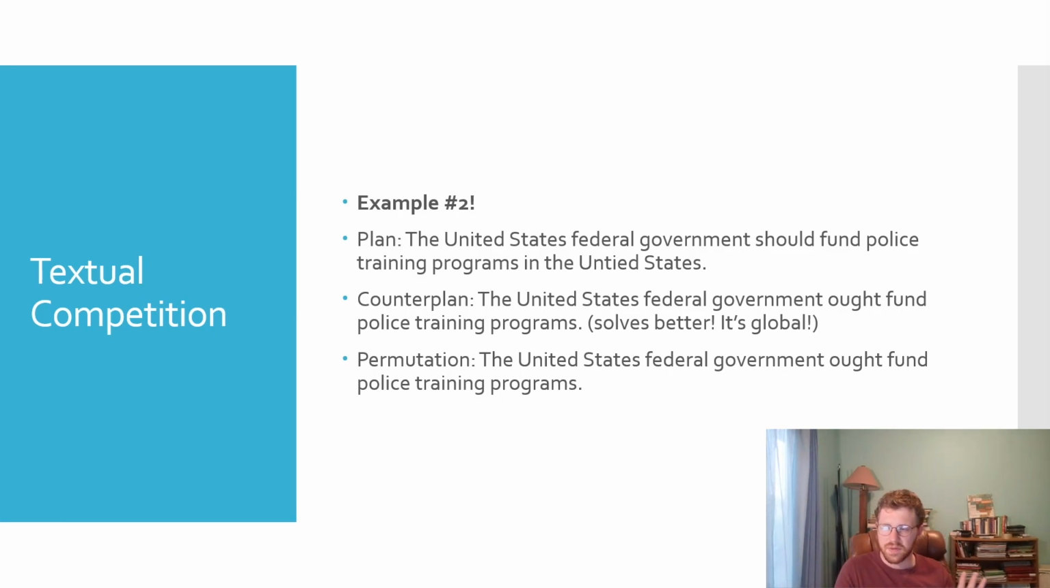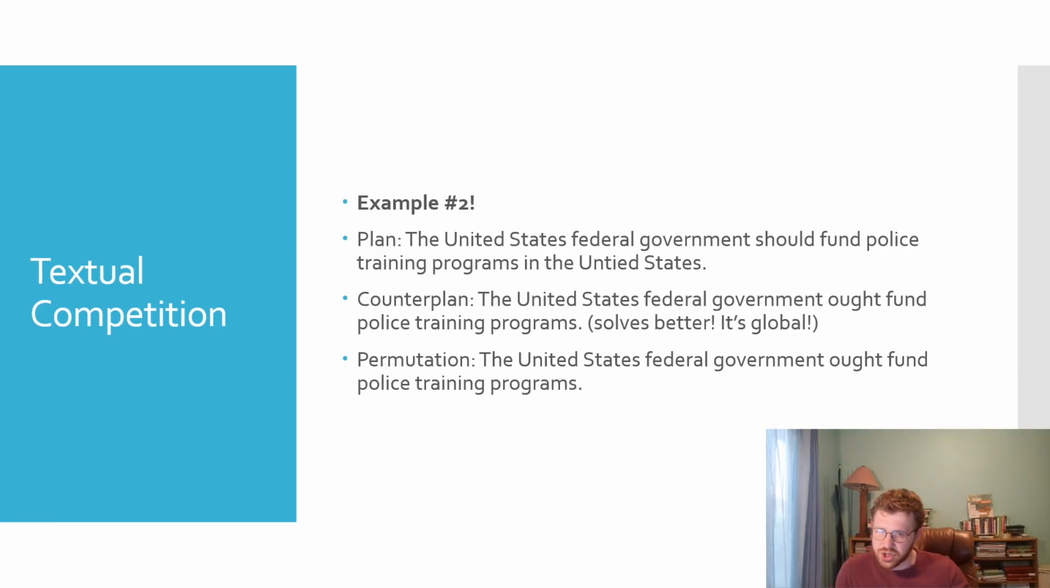Say that the affirmative makes the following permutation. The United States federal government ought fund police training programs. So this is theoretically the smart version of the permutation from the earlier example. So they've actually spelled out the counterplan text this time. Are they in the clear? What do we think?